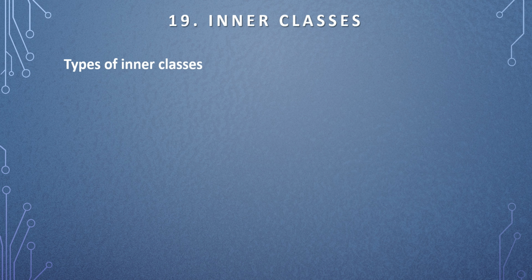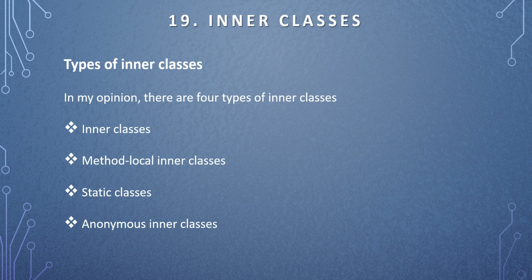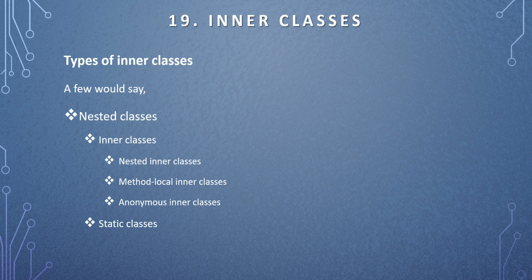Types of inner classes. In my opinion, there are four types of inner classes: normal inner classes, method local inner classes, static classes, and anonymous inner classes. A few would say nested classes at the top level are of two types, inner classes and static classes, and further classify inner classes into nested inner classes, method local inner classes, and anonymous inner classes. It's a matter of interpretation. Both are fine for me. In this video, we will look at only nested inner classes. The other types will be covered in future videos of this tutorial.